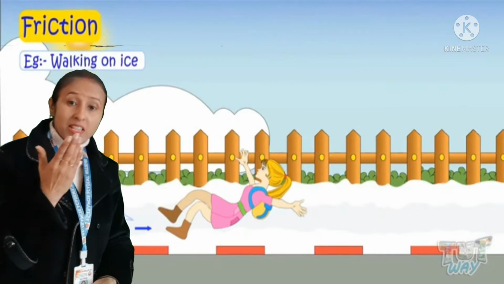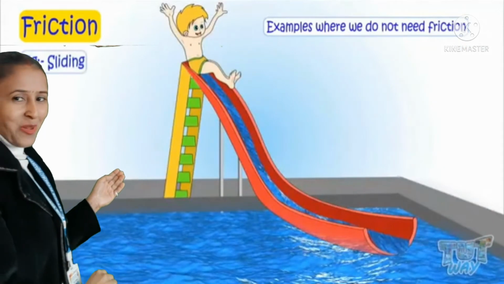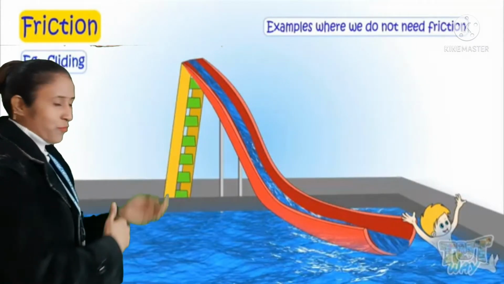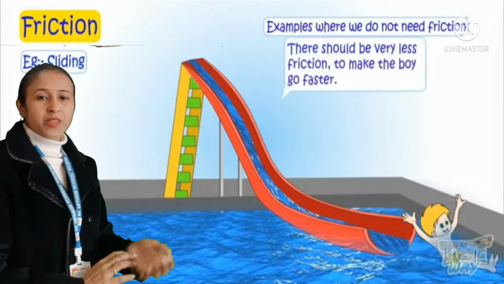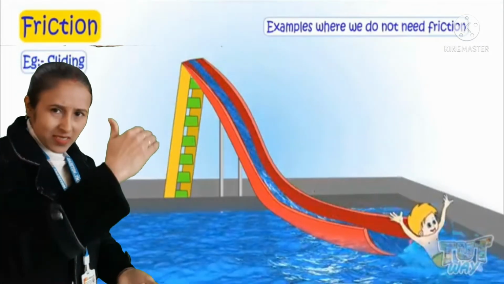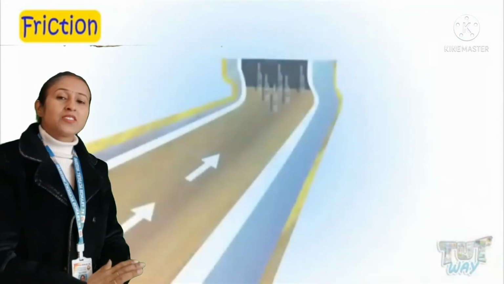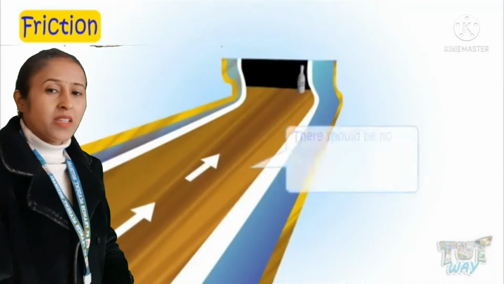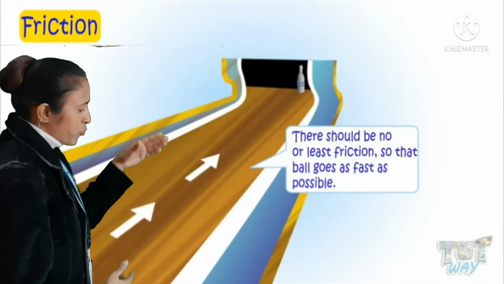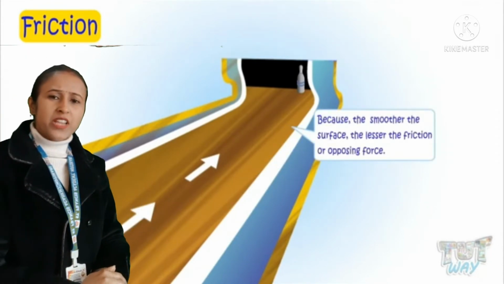But in some cases, less friction is required. Like, look at that small kid. He wants to enjoy the swimming pool, and he slips down from that slide. He wants to slip down, so less friction is required, so that he slips down and enjoys the swimming. As well as in a skittle ball game, when we throw the ball, it moves very smoothly and fast and then hits the objects. So less friction is required there also.